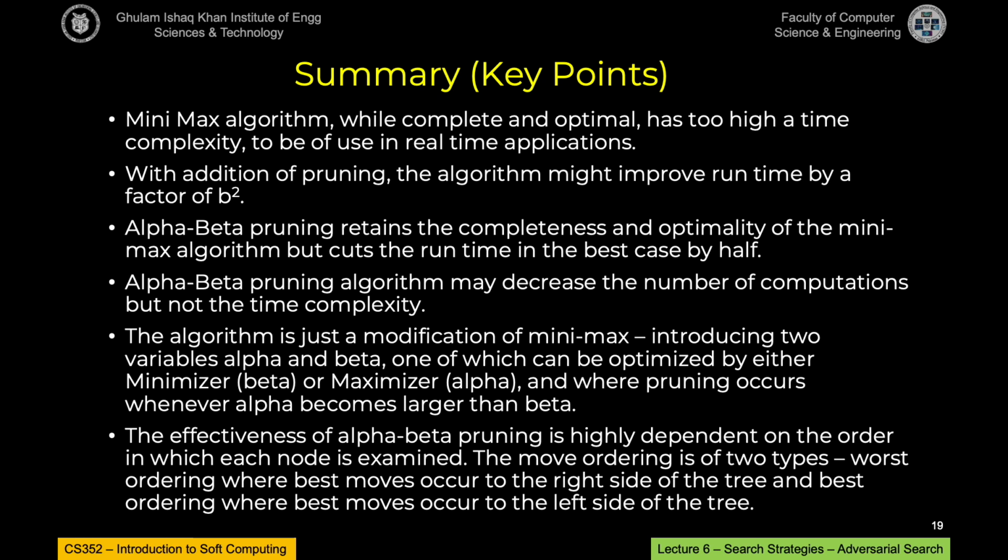The move ordering is of course of two types. One is the worst ordering, where the best move occurs to the right side of the tree, and the other is the best ordering, where the best moves occur to the left side of the tree. And with that we have come to an end for alpha beta pruning section 6.3.